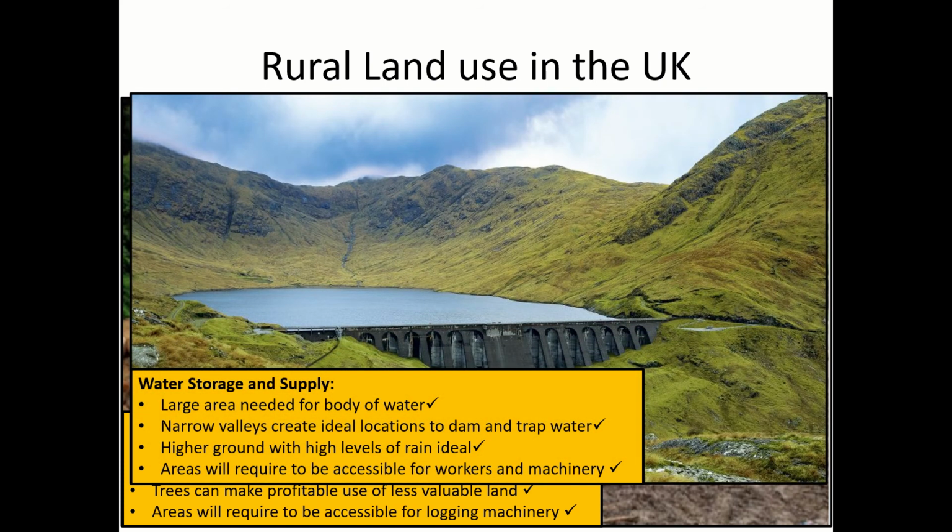Water storage and supply is the next common example. What do we mean by this? Well, water storage and supply is when we have reservoirs, as you see in the photo. The area of water trapped behind the dam is a store of water used to provide drinking water to nearby settlements.